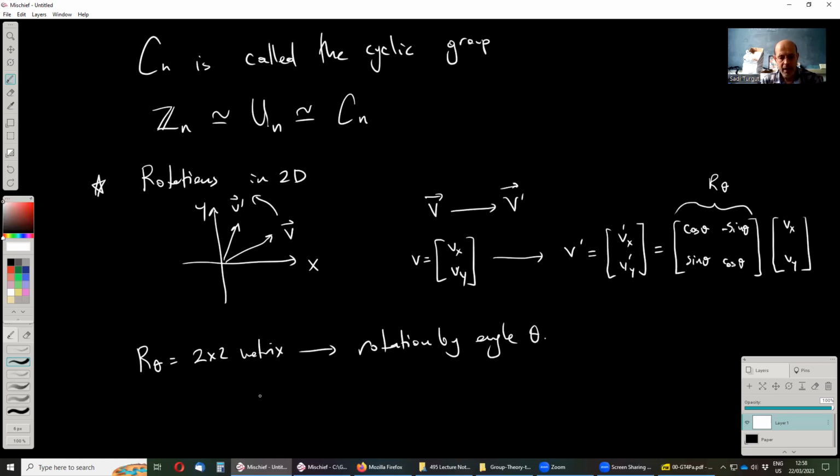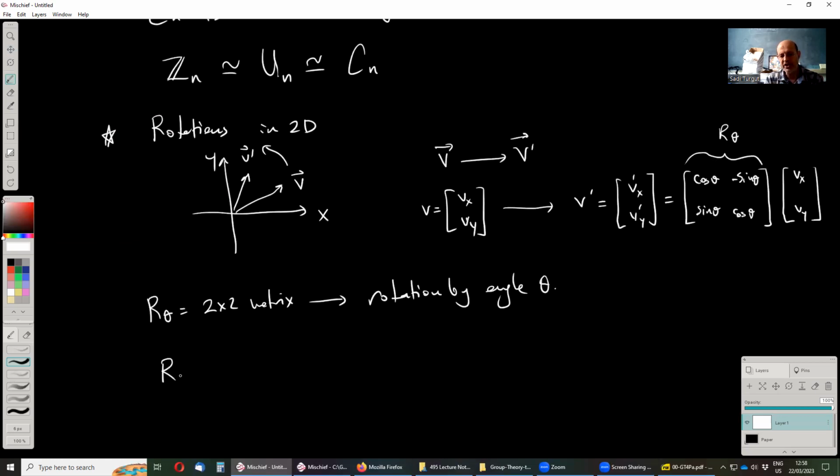Okay. And these rotation matrices satisfy certain properties. Two rotations with angles theta and phi, followed one after another, are equivalent to a single rotation with angle theta plus phi. And a rotation by an angle of 2 pi is the same thing as a rotation by 0, where the corresponding matrix is the identity, right? These are things that can be shown.